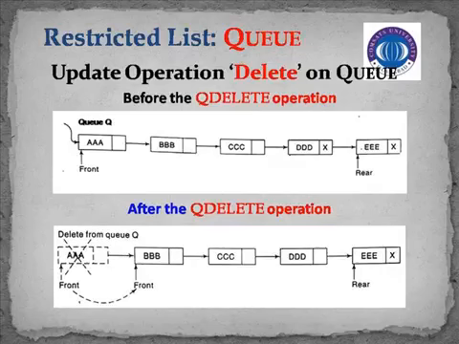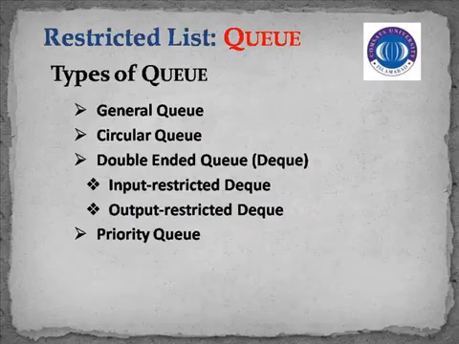Dear viewers, the queue delete procedure is indicated in this slide, explaining the impact of queue delete procedure invocation on the front pointer of the dynamic queue. Dear students, the queue can be found in different types, from the general queue or simple queue to the circular queue. Then comes the double-ended queue, and finally the priority queue.